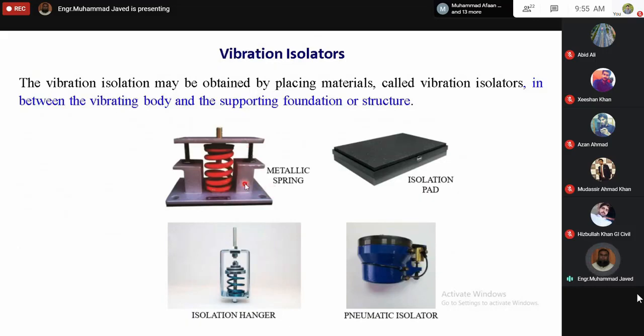One is metallic spring. This is usually installed at the foundation of the machine, which can produce vibration and can transmit it to the surrounding. These are isolation pads. One of the examples all of you have seen in the bridges, that below the bridge deck and between the bridge pier, special type of rubber layers are provided. These rubber layers basically reduce the dynamic force transmitted from the superstructure to the substructure. And there are similar other arrangements which are used at various locations.